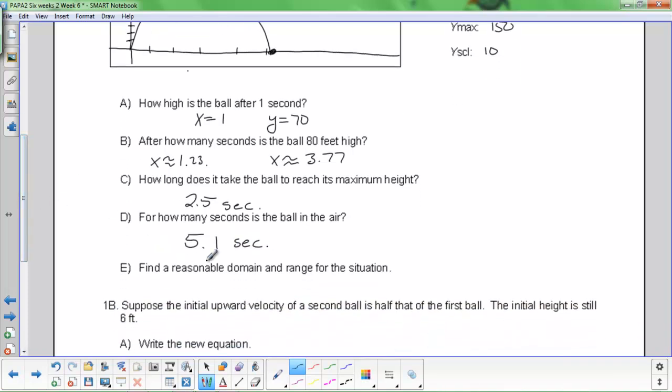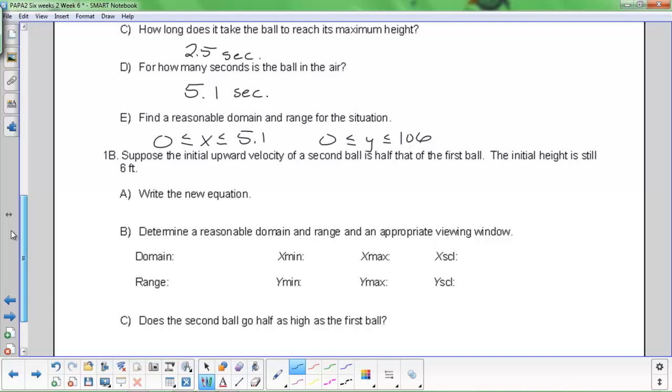A reasonable domain and range for this situation will be 0 less than or equal to x, which is less than or equal to 5.1, and 0 less than or equal to y, which is less than or equal to 106.